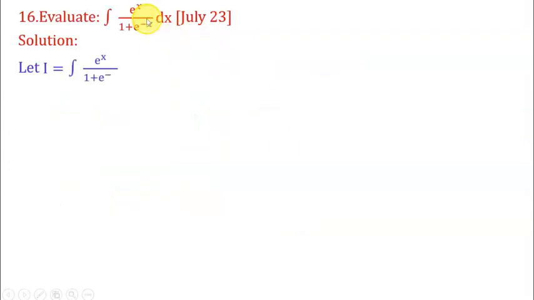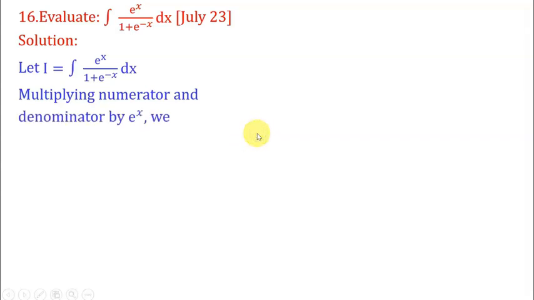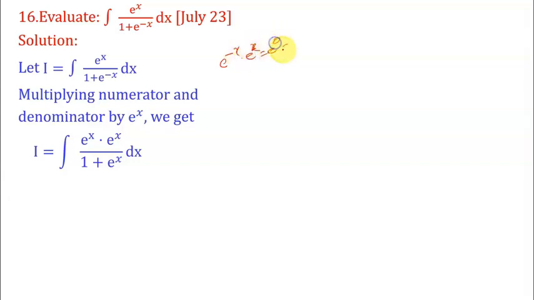Now next example, integral of e raised to x upon 1 plus e raised to minus x into dx. This example was asked in the July 23 examination. Now here multiply the numerator and the denominator by e raised to x. Then you will get I is equal to e raised to x into e raised to x. If you multiply 1 into e raised to x, you will get e raised to x, and e raised to minus x into e raised to x gives e raised to 0, which is 1. Therefore, if we multiply e raised to minus x by e raised to x, you will get 1.